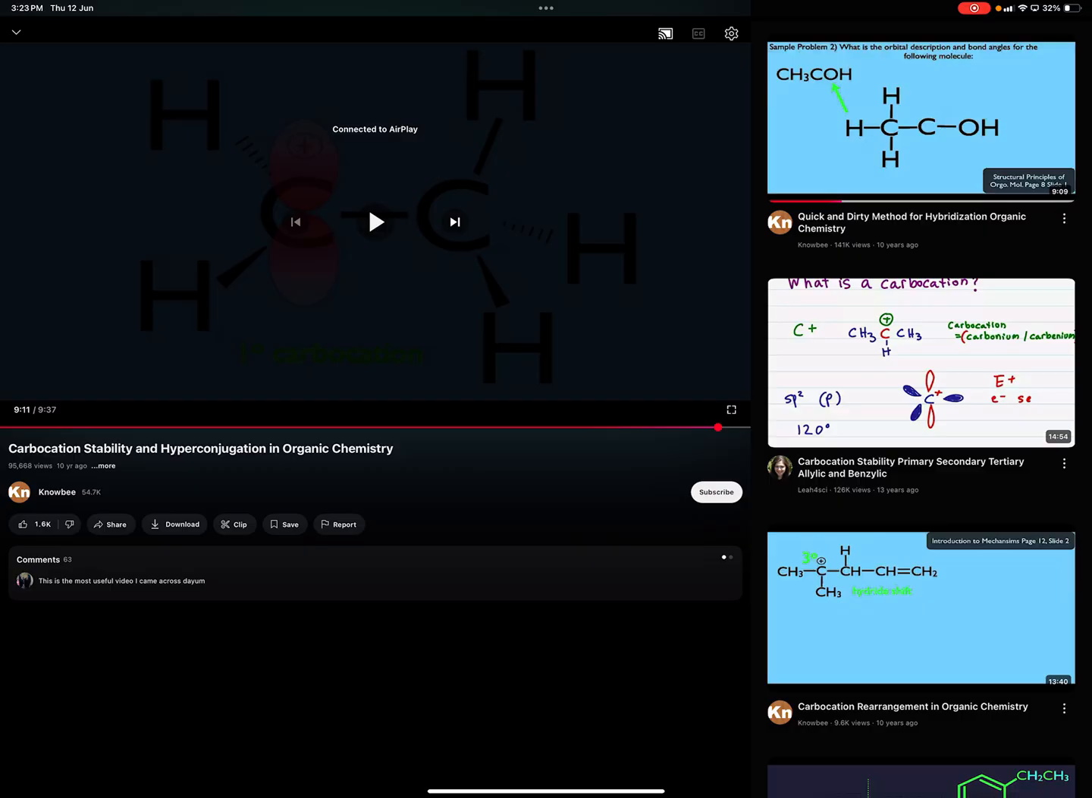So the chances of these two electrons meeting each other will be lower. And when the chances of meeting are lower, that translates to more stability, because inter-electronic repulsion is minimized. Understand?